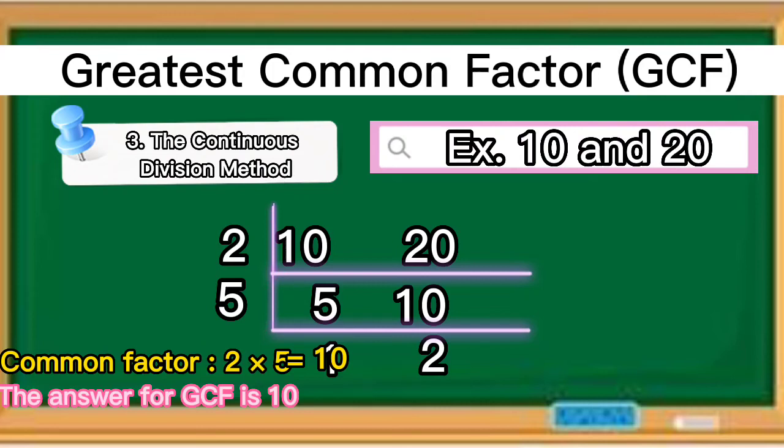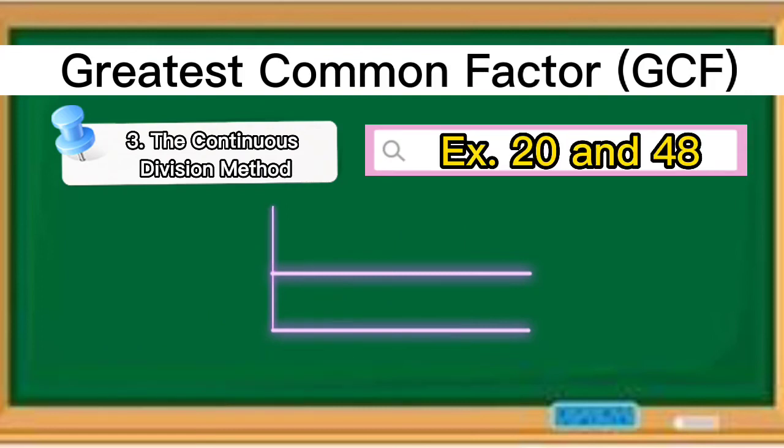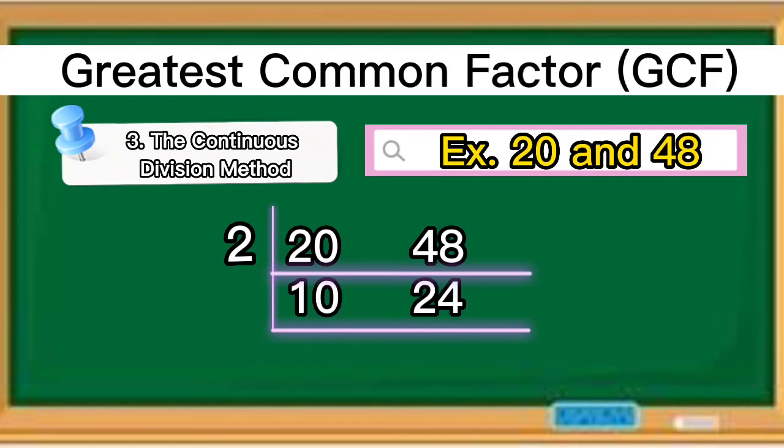For our next and last set of example is 20 and 48. Here, it is 20 and 48. Still, we will try to use 2 to divide this set of problem. 20 divided by 2 is 10, and 48 divided by 2 is 24. Can we still divide this portion?